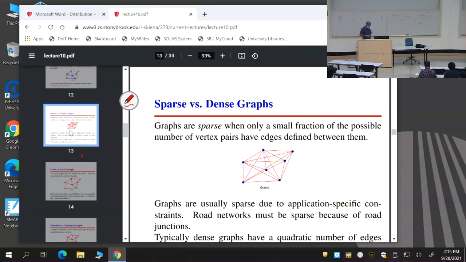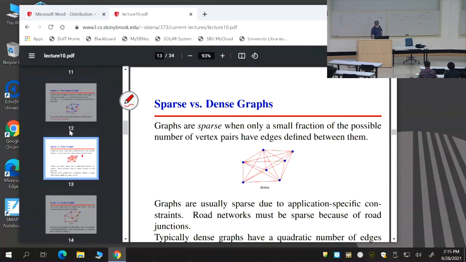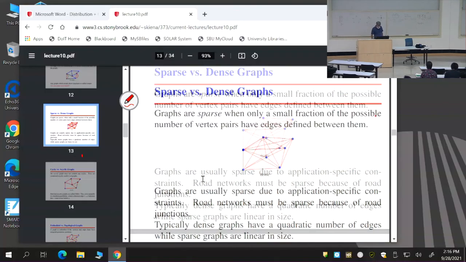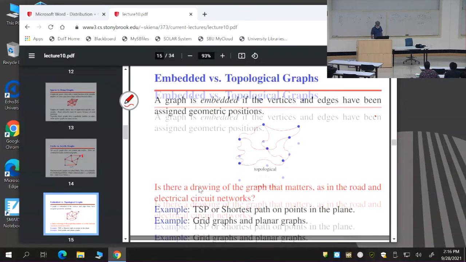So what's the point? Dense graphs have every edge pair connected, or a high fraction connected. Sparse graphs have only a linear number of connections. If your graph is sparse, you can use a better data structure on it. Any questions about that? Let me move on and skip a couple of things because I'm a little bit behind.